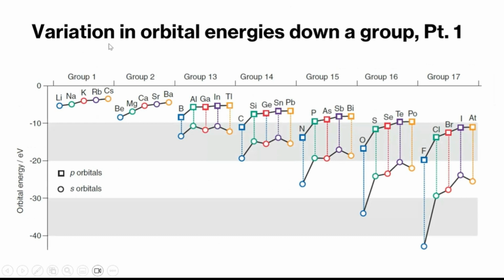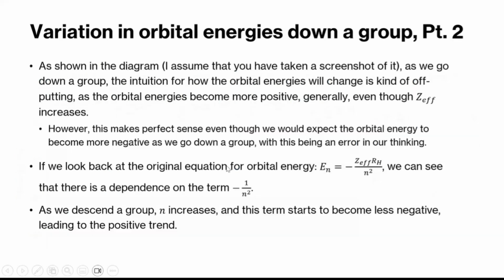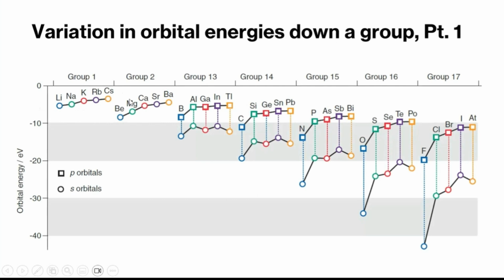In addition, now we're looking at the variation in orbital energies as we go down a group. As shown in the diagram, even though we know that the effective nuclear charge increases, which would infer that the orbital energies would decrease, there's somewhat of a gradual increase in orbital energies. Looking back at that orbital energy equation, we can see that there's some kind of dependence on the term -1 over n squared. As we descend a group, n increases, and overall this term starts to become less negative. That leads to the positive trend as shown with the energies of the atomic orbitals.